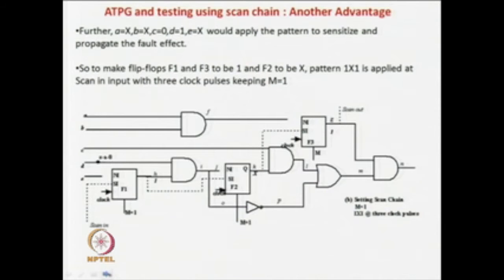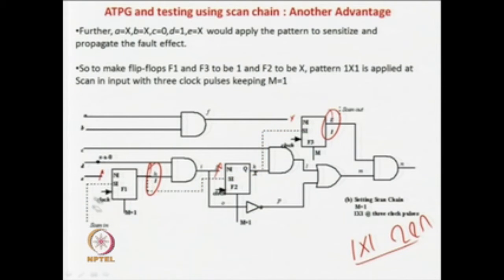Okay, now let us see what happens. First we know that you have to set these flip flops. To set the flip flops, you make M equal to 1, so you can see that this scan chain is connected, and this part and this part of the circuit are totally decoupled. So what do you have to apply? You require 1 X 1 and 3 clock pulses, because the middle one you do not bother, this has to be 1 and this has to be 1. So you require 3 clock pulses.